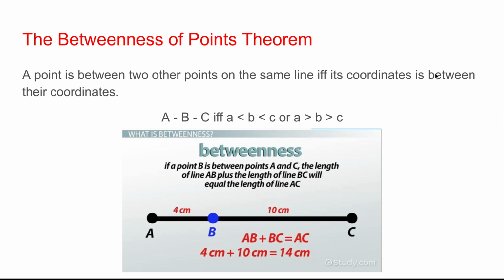One of those theorems is the betweenness of points. So a point is between two other points on the same line if and only if its coordinates are between their coordinates. So we have B between A and C. And so betweenness doesn't mean it has to be exactly in the middle. It just means it has to be between. And so if you took AB plus BC, these segments, you would be getting an equal number to the distance of the line segment AC.